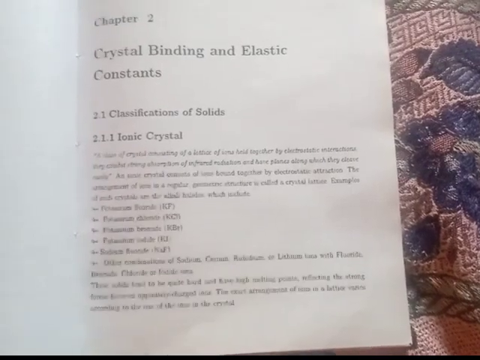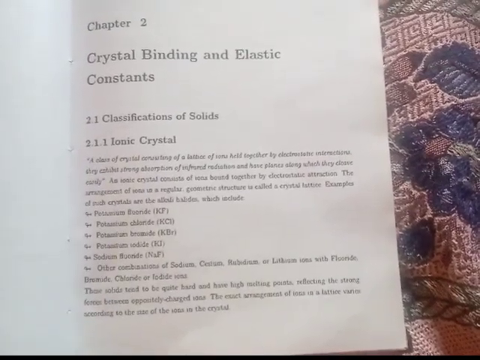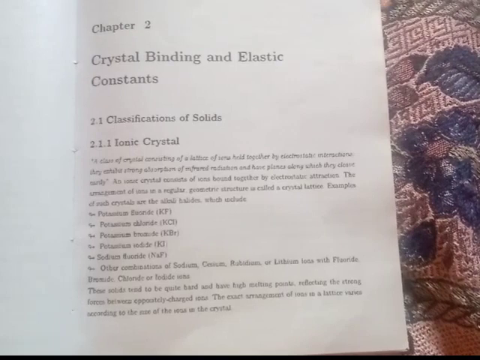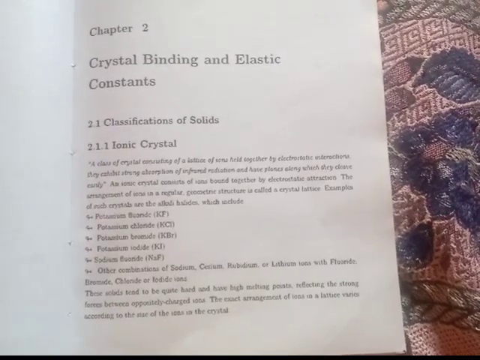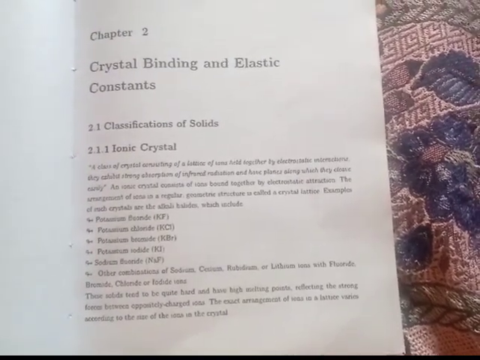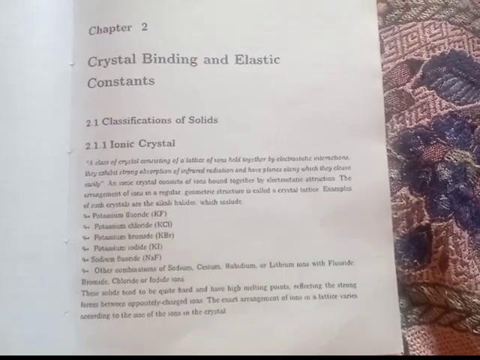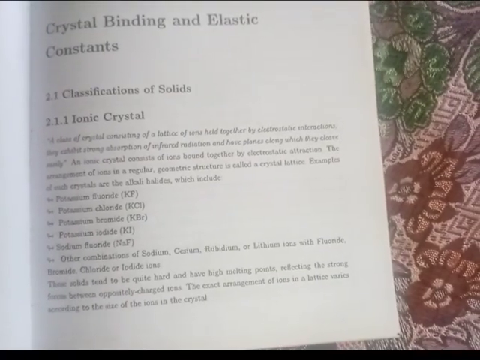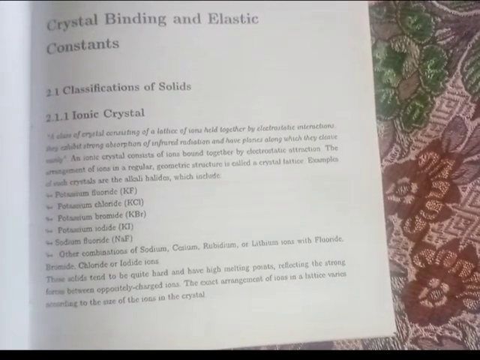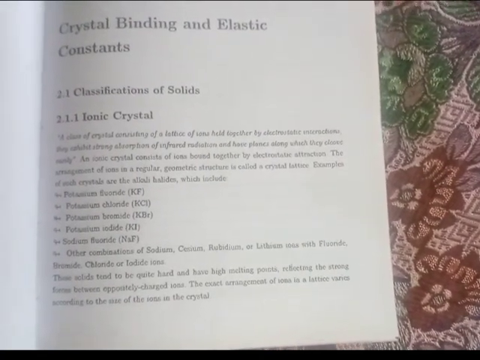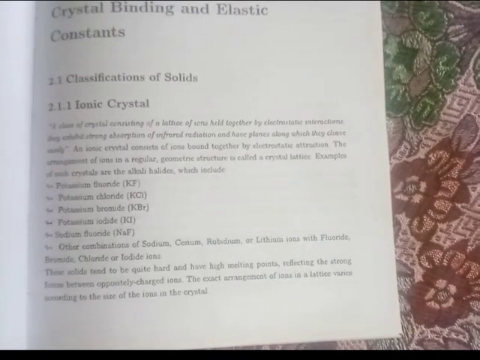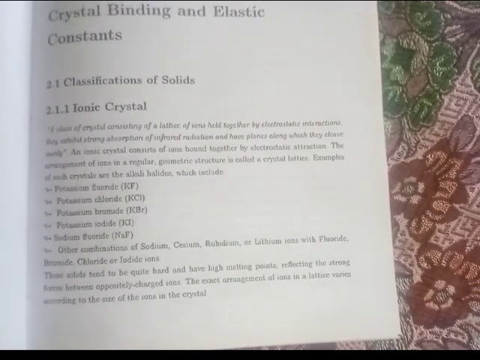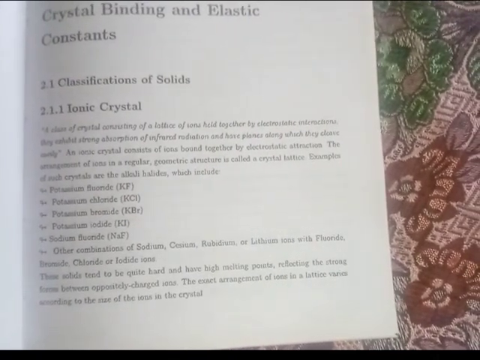आज हम सॉलिड स्टेट फिजिक्स 1 का चैप्टर नंबर 2 स्टार्ट करने लगे हैं। क्रिस्टल बाइंडिंग एंड इलास्टिक कांस्टेंट, क्लासिफिकेशन ऑफ सॉलिड्स। Ionic crystal: a crystal consisting of a lattice of ions held together by electrostatic interactions. They exhibit strong absorptions of infrared radiation and have planes along which they cleave easily.